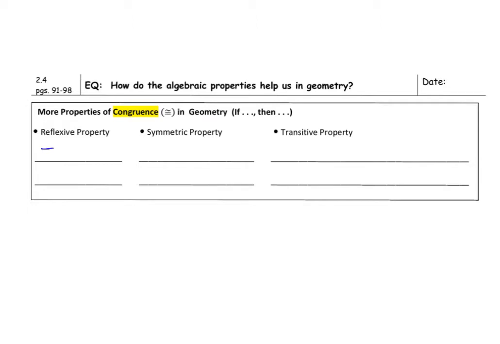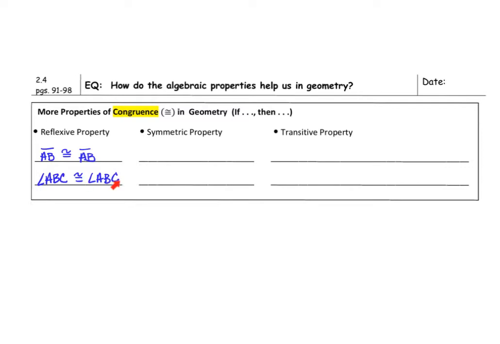So the reflexive property is similar when we're talking about congruence, except now we're going to have a congruent symbol. So if I say segment AB is congruent to segment AB, I'm naming the same segment, so AB is congruent to itself. The same would be true for angles. So if I had angle ABC, that's congruent to angle ABC.